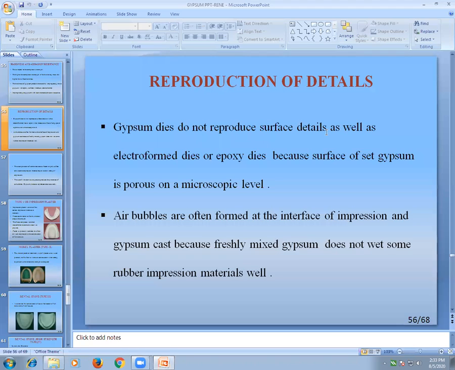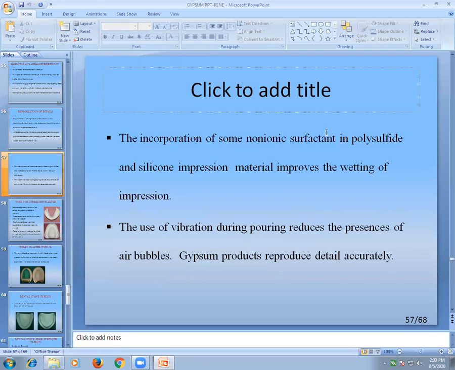Reproduction of the details. Gypsum dies do not reproduce surface detail as well as electroform dies or epoxy dies, because the surface of the gypsum is porous on a microscopic level. Air bubbles are often formed at the interface of the impression and the gypsum cast because freshly mixed gypsum does not wet some rubber impression materials well.